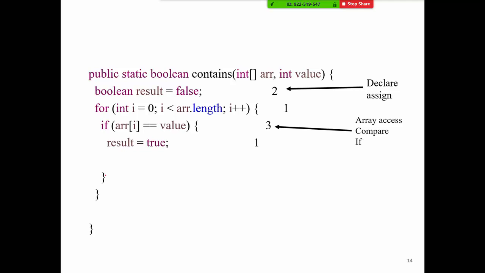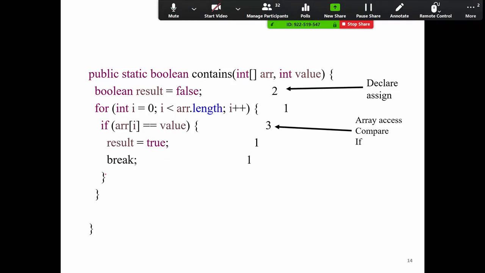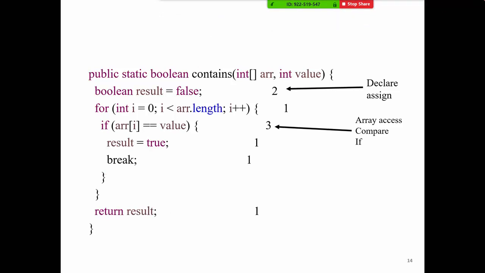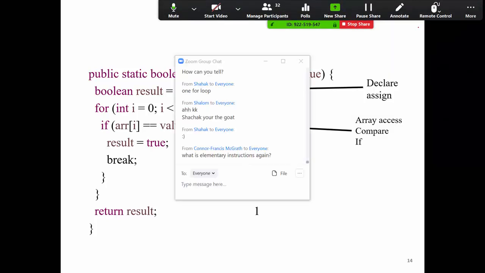Result is equal to true. This is an assignment, one elementary instruction. Now break is 1 elementary instruction, and we have return result, which is 1 elementary instruction. So these are the elementary instructions. The first step of our strategy is to go to the lines and find the elementary instructions.